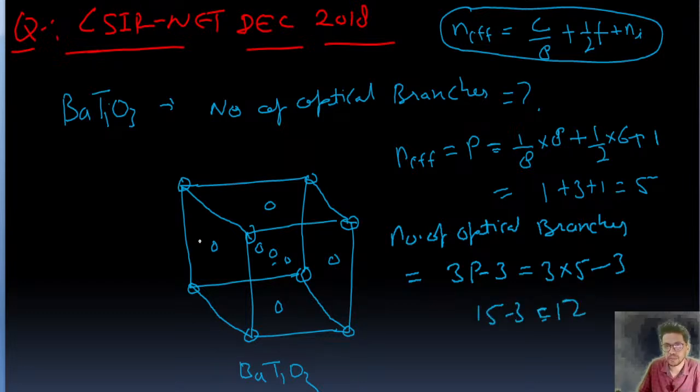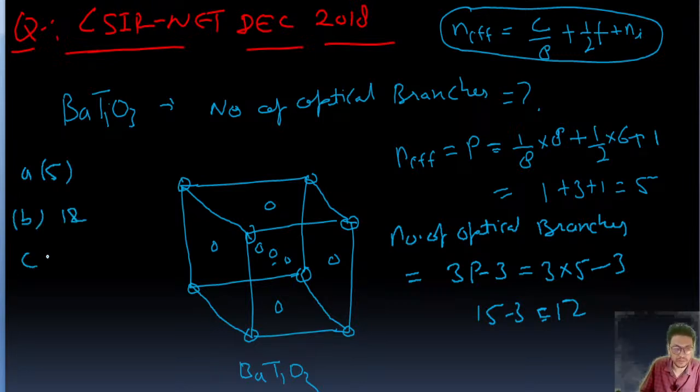So which option is matching, guys? Options are given here, I forgot to write them. Option A is 5, option B is 12, option C is 13, and option D is 6. So option B is matching, right? This is the answer.